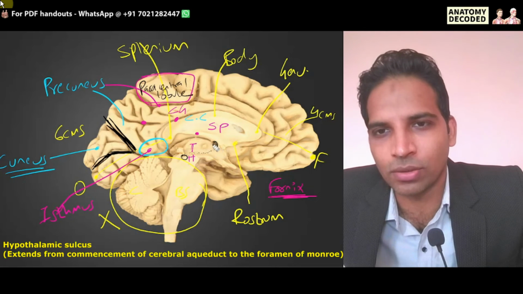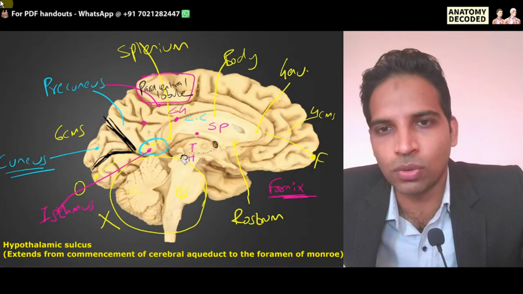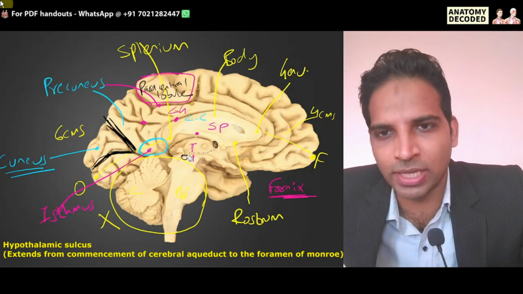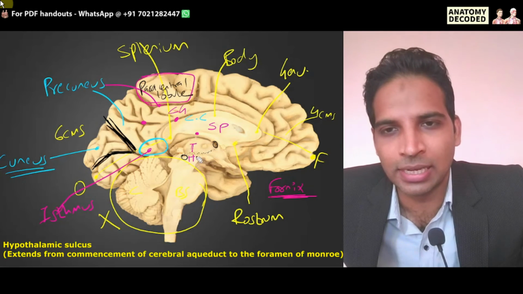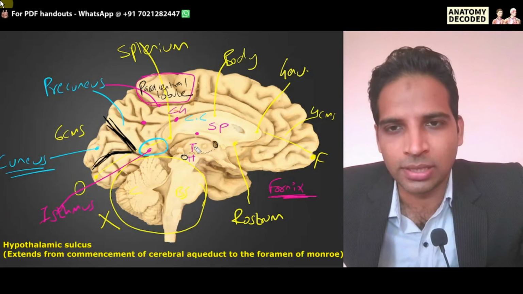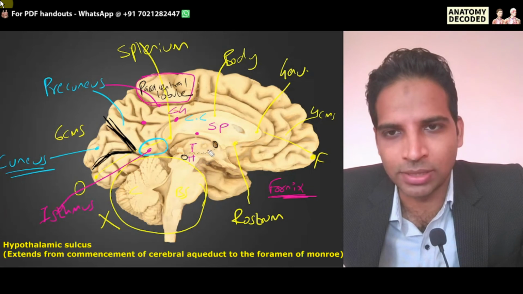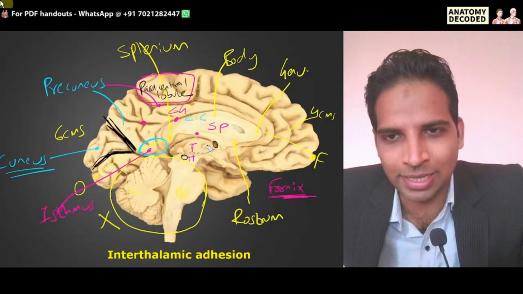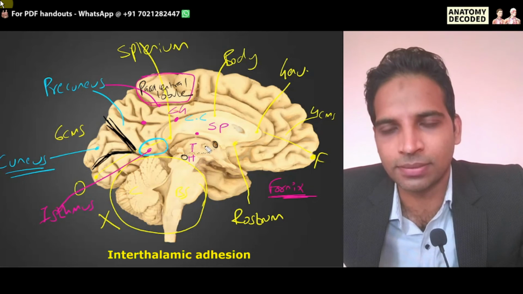Okay, this one opening seen just below the fornix is the foramen of Monro. From the foramen of Monro up to the commencement of the cerebral aqueduct, there is an S-shaped hypothalamic sulcus dividing this area into the thalamus and the hypothalamus. We can see a small area here, the interthalamic adhesion.